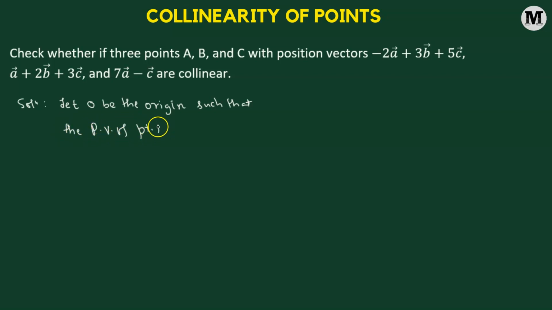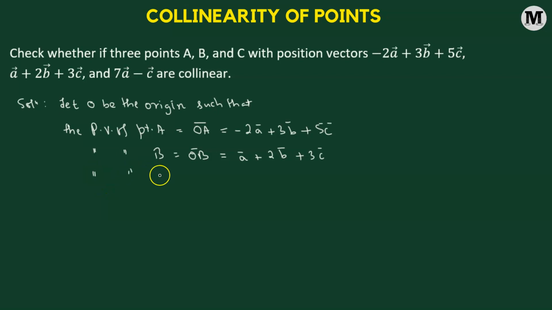point A will be given by OA vector. Let us suppose that this is defined by negative 2A vector plus 3B vector plus 5C vector. Then the position vector of point B, we're going to call it OB vector. Let's say OB vector is defined by A vector plus 2B vector plus 3C vector. And then position vector of point C, let's say that's OC vector equals to 7A vector minus C vector.